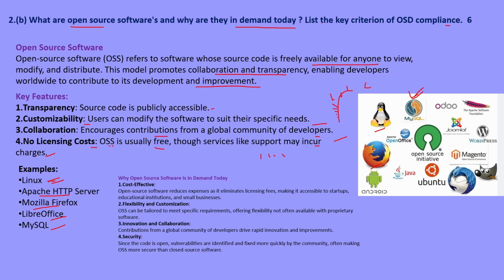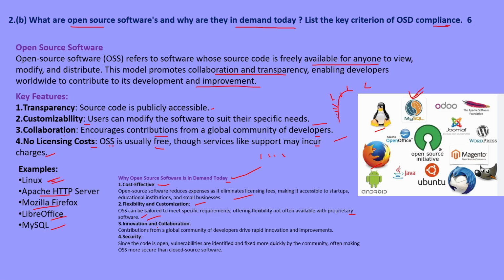But here is a question: list the key reasons for OSS demand. Why is it in demand today? Because it is cost effective, with no licensing fees, and accessible for startups, educational institutions, and small businesses. As we know, it is flexible and customizable, and can be tailored to requirements.